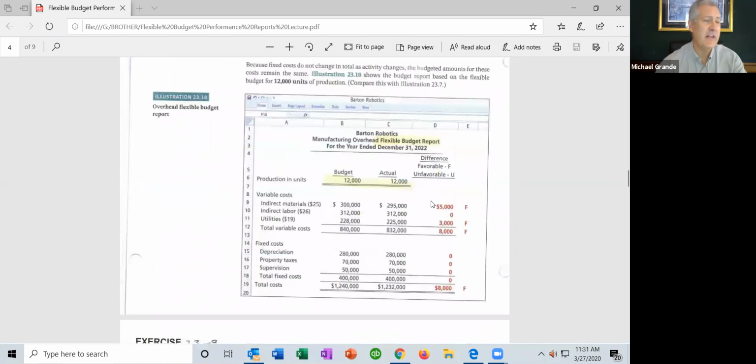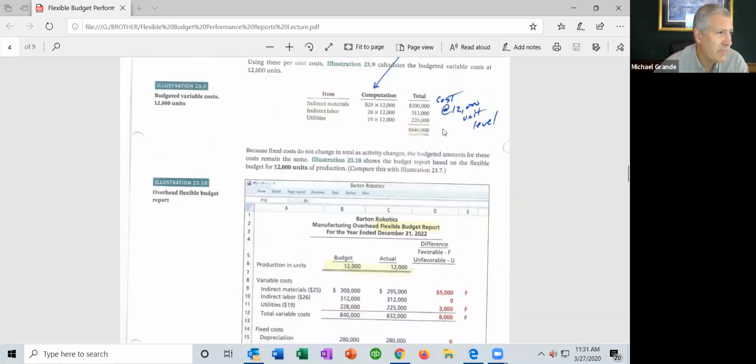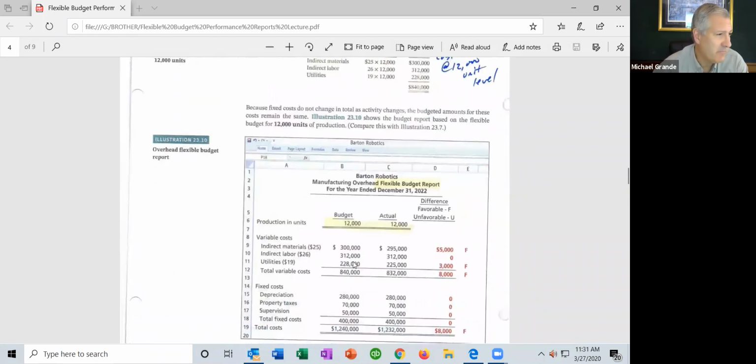We can now put together the flexible budget report. Let's look at these flexible budget numbers right here. Budgeted number of units, well, we're going to use the actual 12,000. Here's my indirect materials, indirect labor, and utilities, which I calculated right from here. Variable cost per unit times the 12,000 units, that's the cost. So now I can look at these numbers here. I can see what indirect materials should have been at the 12,000 units.